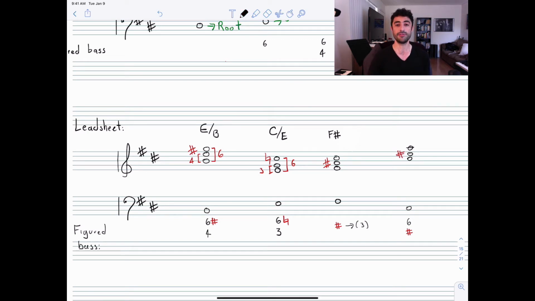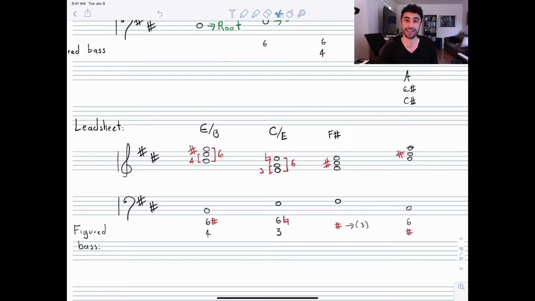If I was trying to find the lead sheet symbol for this sonority, I would write all 3 pitches and then find a way to organize them into thirds, to stack them into thirds, which would be exactly this.